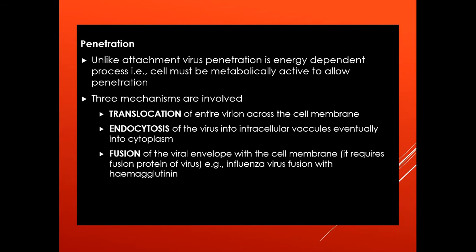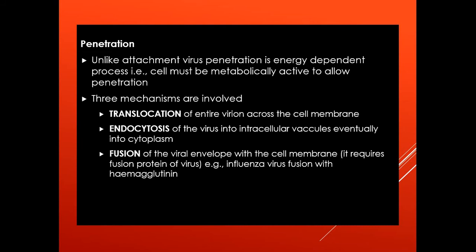The other process is endocytosis. Endocytosis of the virus into an intracellular vacuole, eventually into the cytoplasm, meaning it is a process in which vacuole formation takes place. After that, the virus enters the cell by using the host cell membrane part, which is also called the endosome, meaning from the endosome, then it enters the cell.